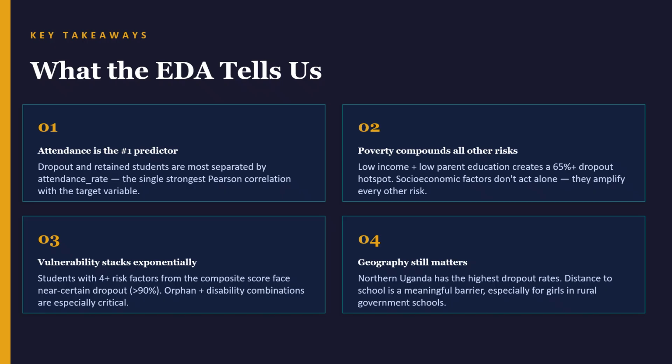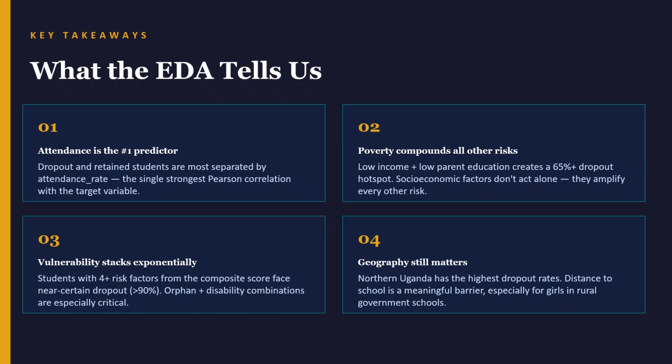The third thing was that vulnerability stacks exponentially, and students with 4 plus risk factors from the composite score face a near certain dropout rate, which was greater than 90%. Orphan plus disability combinations are especially critical for this.